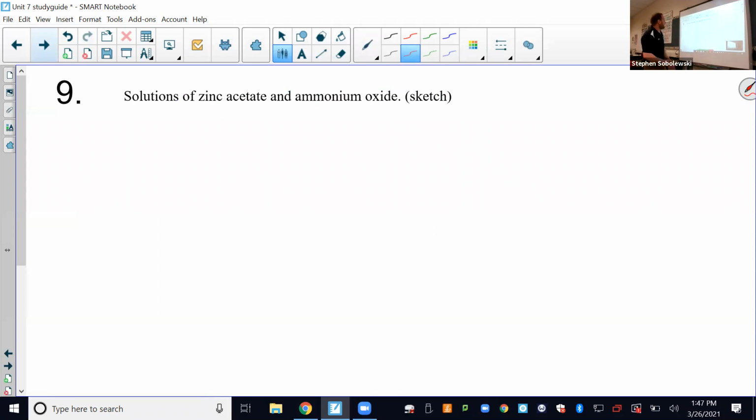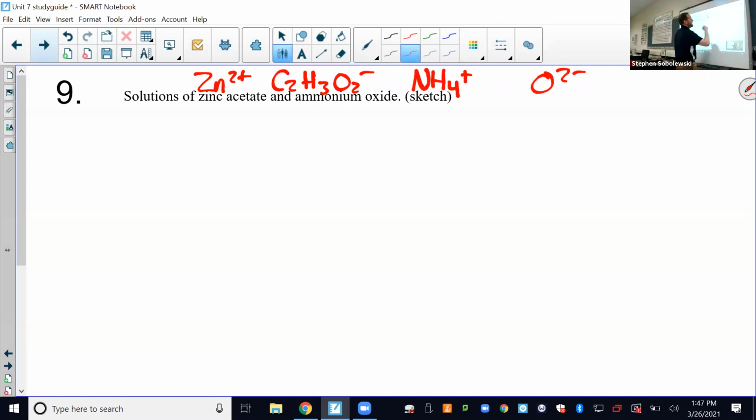All right, number 9. Oh, this is a sketch we have to do. So I guess I didn't totally clarify. Solutions of zinc acetate and ammonium oxide are mixed, presumably. Okay, so zinc acetate is Zn2+, that's zinc. Acetate is C2H3O2-. Let me write the other ions. So ammonium is NH4+, oxide is O2-.